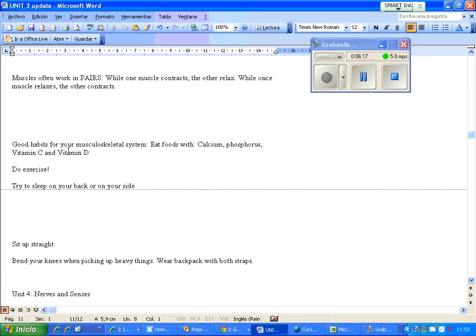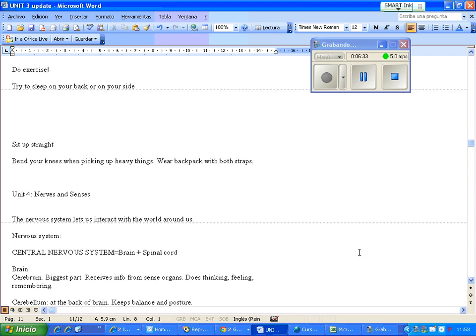Let's talk about some good habits for your musculoskeletal system. Eat foods with calcium, phosphorus, vitamin C, and vitamin D. Do exercise. Try to sleep on your back or on your side. Sit up straight. Bend your knees when picking up heavy things. Wear backpack with both straps.